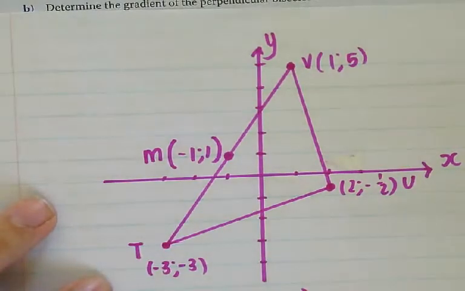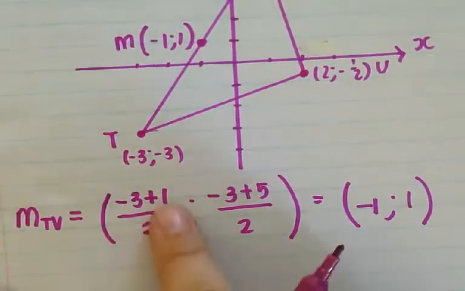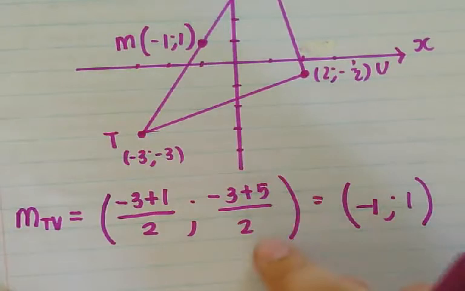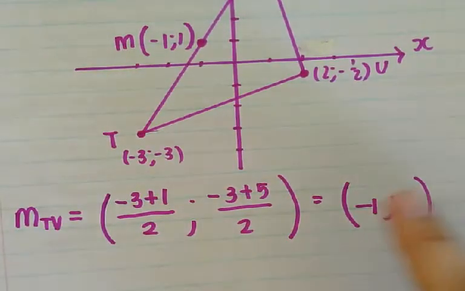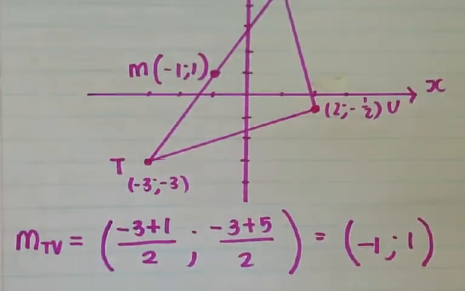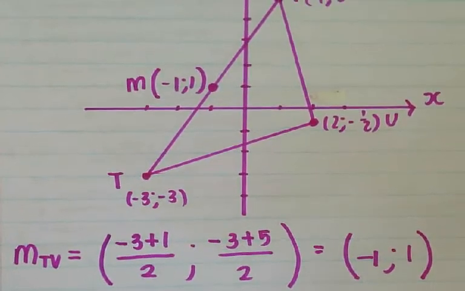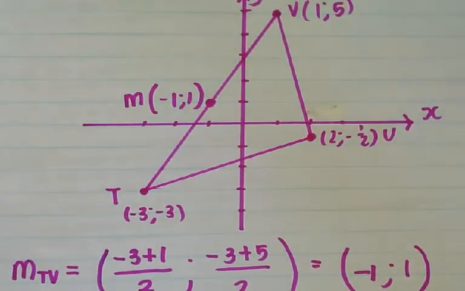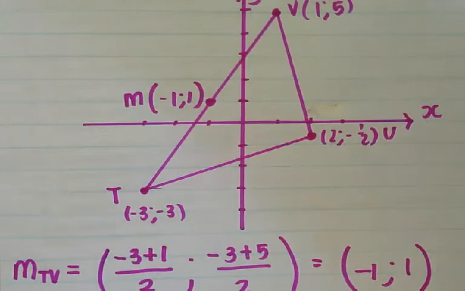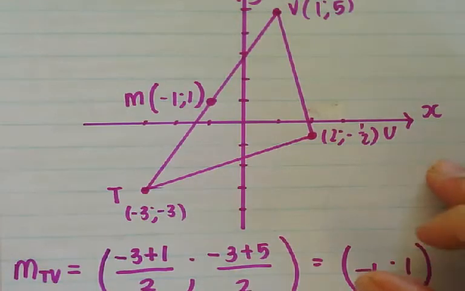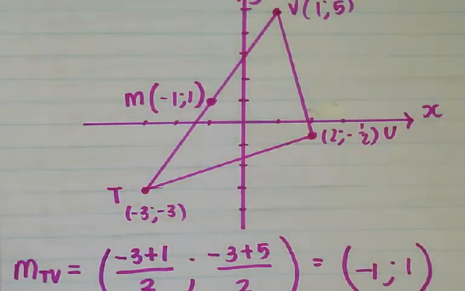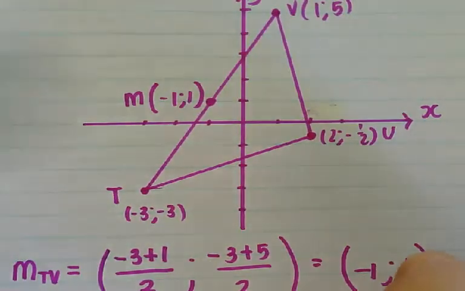Okay, so here's your calculation. My midpoint is adding the x's, dividing by 2, adding the y's, dividing by 2, giving me minus 1 and 1. And I've also indicated it on my graph. And we can see visually that it looks like the middle between T and V. Now the question says perpendicular bisector. So we know where this line will cut. It will cut at the midpoint.